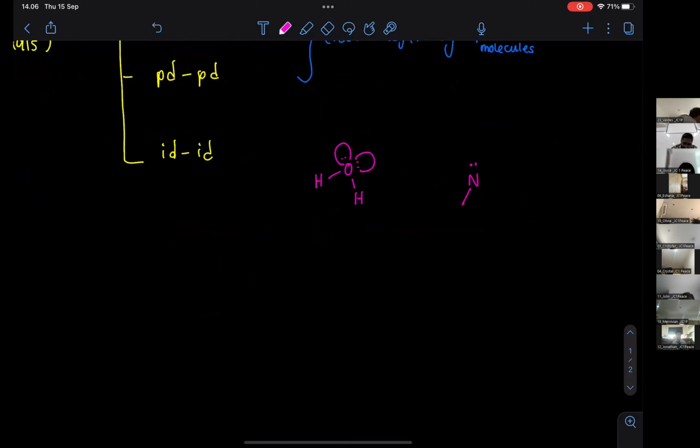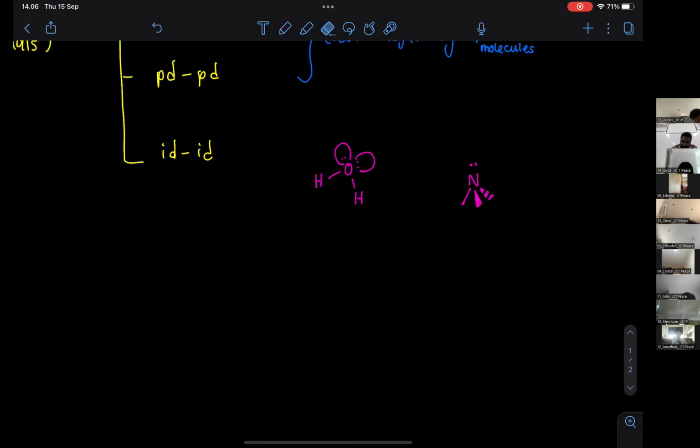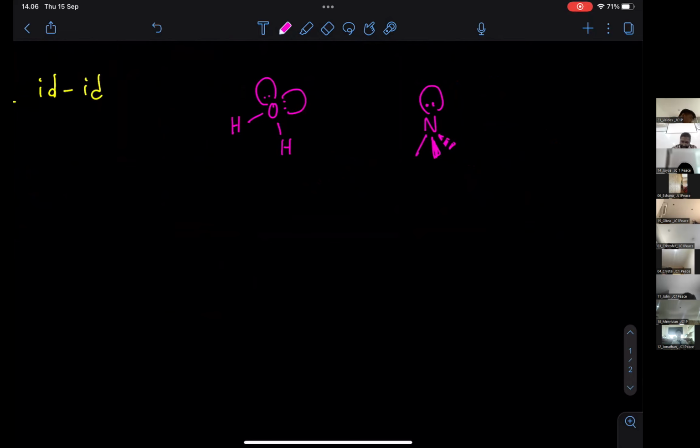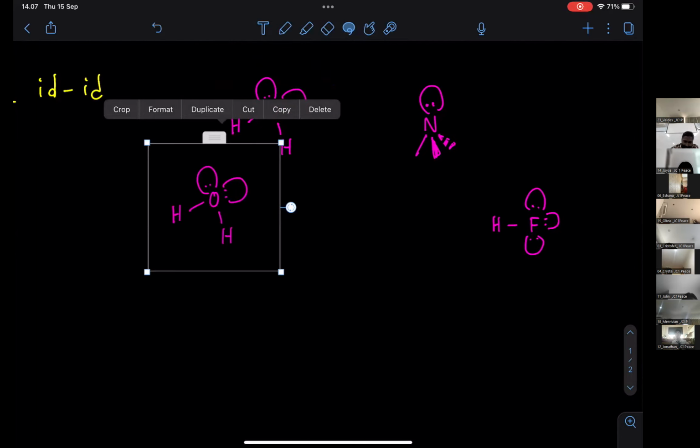Let's say for now I will draw like this. If I remove this, this is ammonia, and I'm just going to put it like this, and if you have HF, HF will have something like this. I am drawing it this way to make it easier for us to visualize the lone pair of electrons. Do remember that this, with another molecule, is the one that gives you hydrogen bonding.